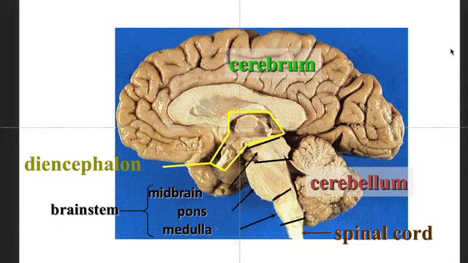Same thing, but what we have here is a midline view of a sagittal section. So if we cut right down the middle and separated the left and the right halves of the brain, we would be looking here at the medial side of the right half of the brain. So we can see cerebral cortex here and the diencephalon. This would be the hypothalamus here and the thalamus here.